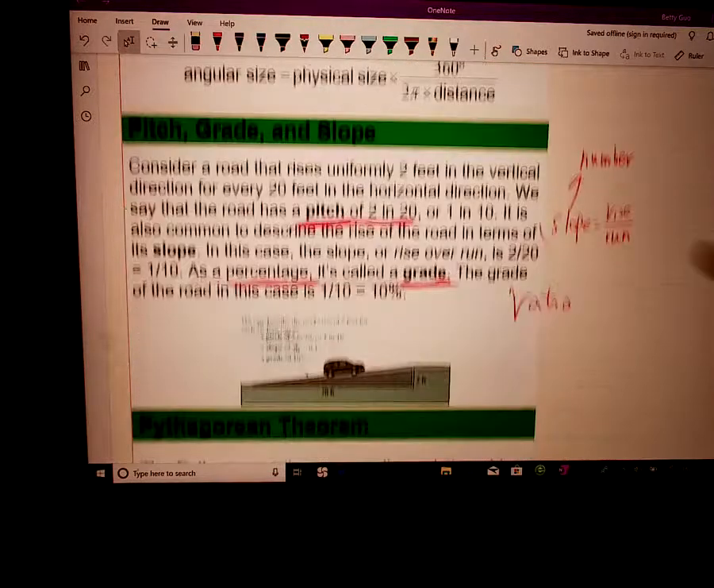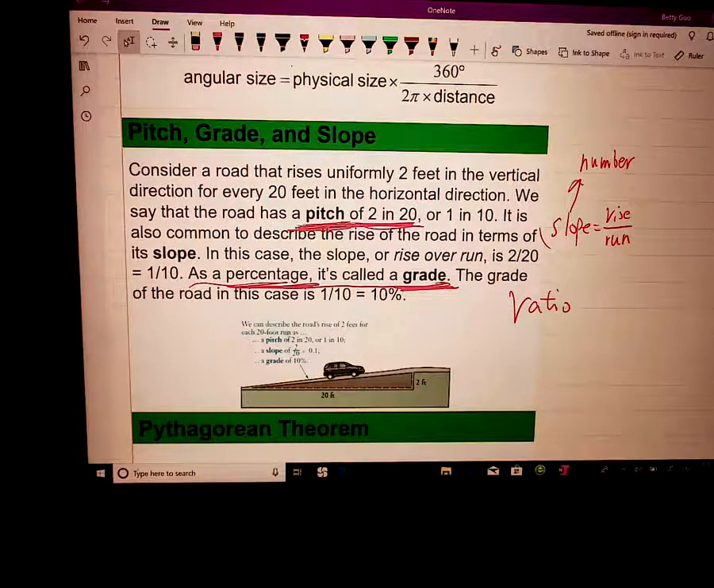Next thing, pitch, grade, and slope. We know what slope is, right? Slope is rise over run. Pitch and grade are just two other ways to describe slope. For grade, if we express the number of the slope as a percent, then that is a grade. For pitch, if we represent the slope as a ratio, then that is a pitch.